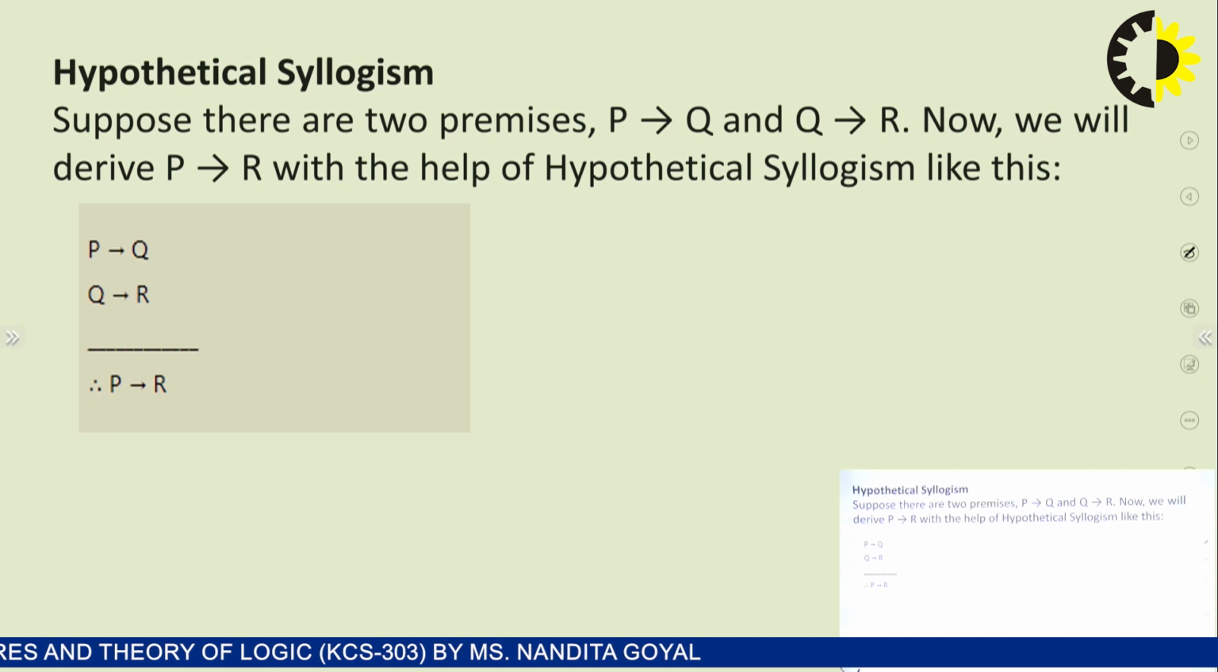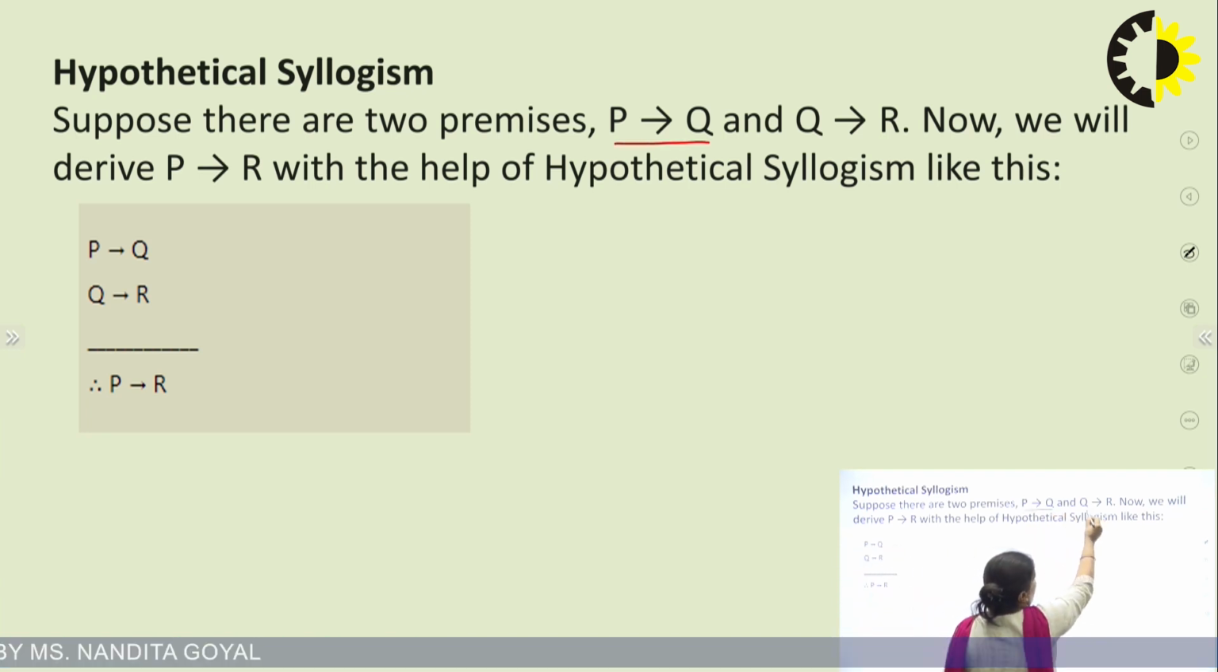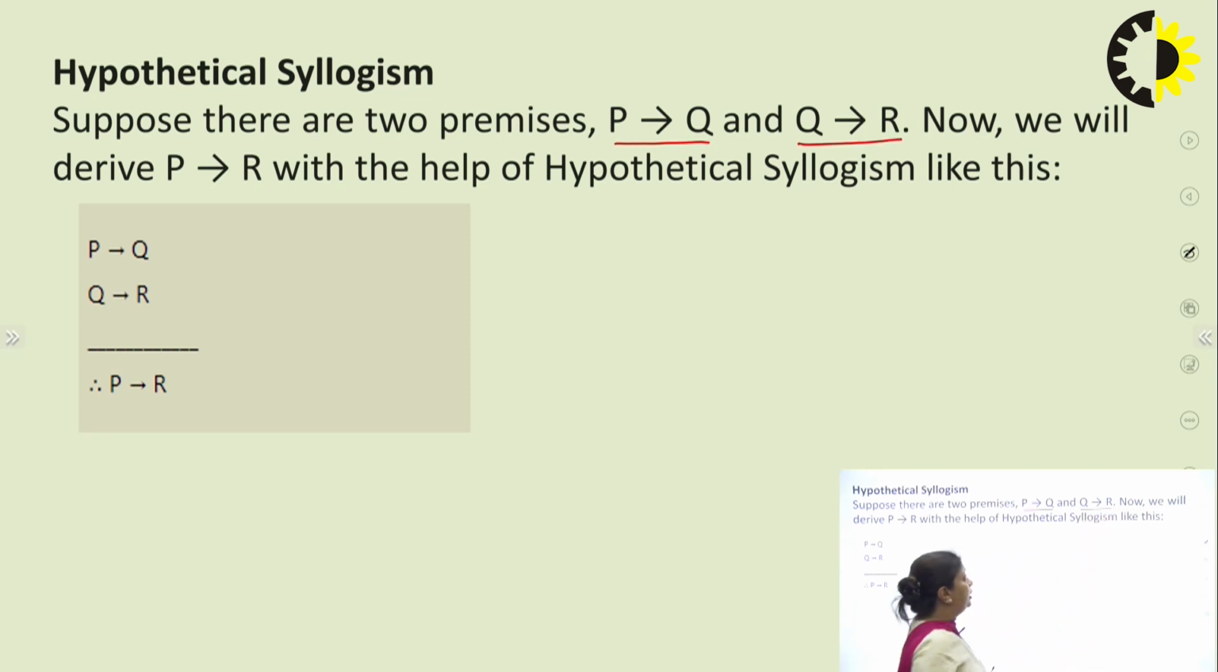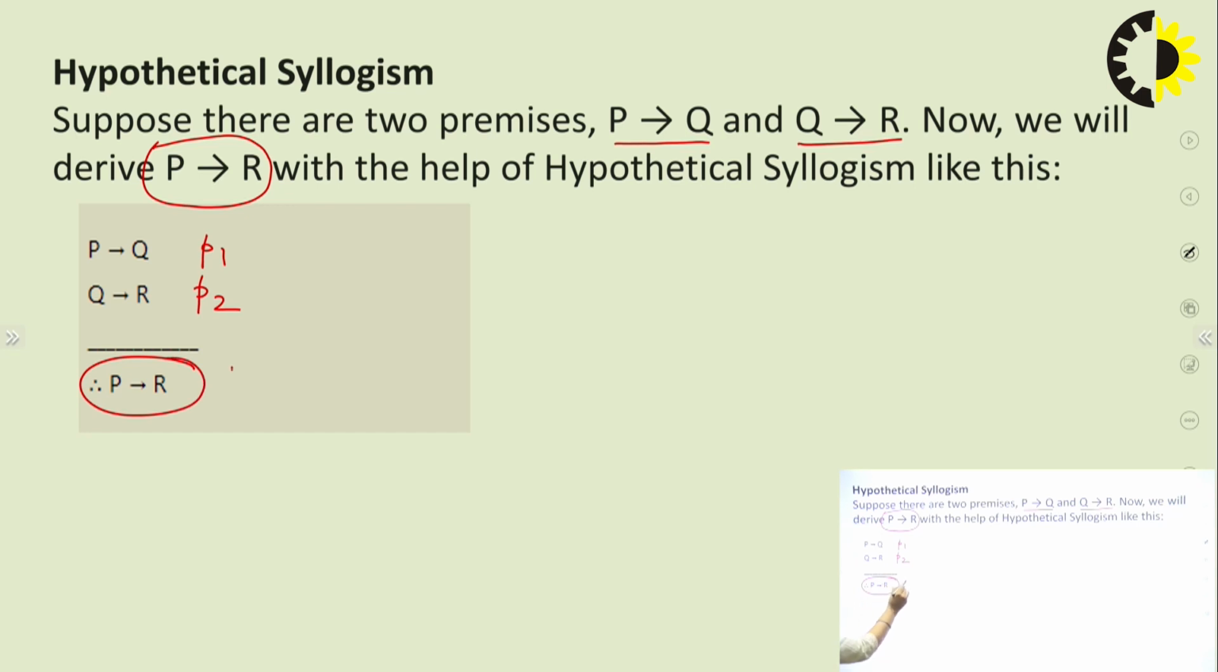Now, we have another rule which is known as Hypothetical Syllogism. So, in this again, suppose we have two premises of the form P implies Q and Q implies R. So, in this case, we can conclude P implies R from the above two premises. So, this is my conclusion. So, I can just see it with the help of this. P implies Q, this is my premise 1. Q implies R is my premise 2, and this is my conclusion according to the rule Hypothetical Syllogism.